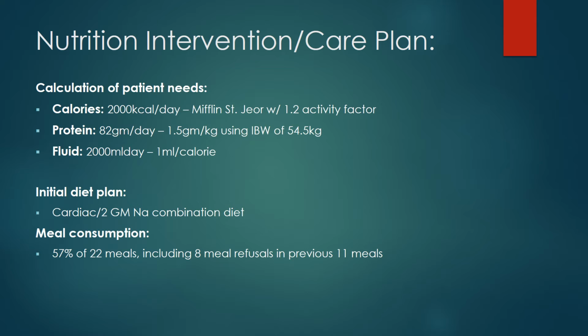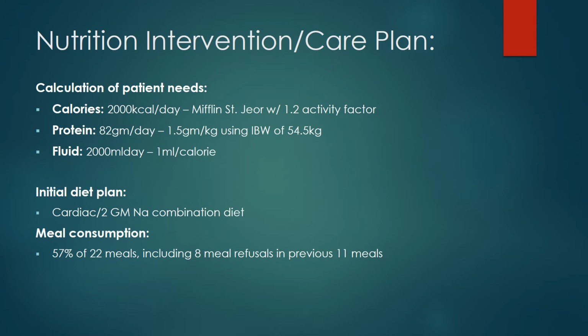For her protein, for anyone within our facility that has a sepsis diagnosis, we use 1.5 grams per kilogram of protein. And then for a BMI over 30, we convert to ideal body weight. So her ideal body weight was 120 pounds, so 54.5 kilograms. Using 1.5, I calculated her needs at 82 grams per day. And then for her fluid intake, we did 1 milliliter per calorie, so 2,000 mL per day.